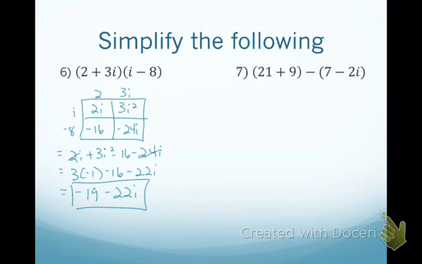Now notice in number 7, it looks like we're multiplying, but actually there's a subtraction in between those. And I notice that 21 and 9 can be simplified to 30. I'll distribute the negative and then just combine my real numbers. And we write it in what's called standard form, with the real number part first and then the imaginary part. All right, that's a quick highlight and review of solving by square roots and using the imaginary unit, complex numbers.